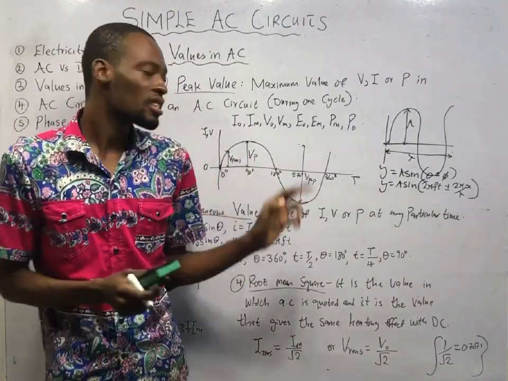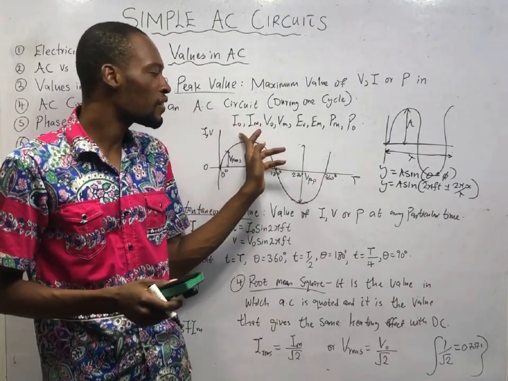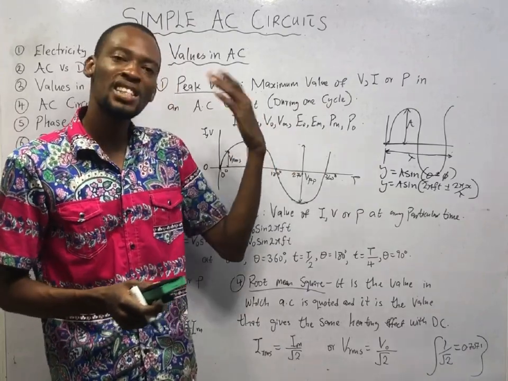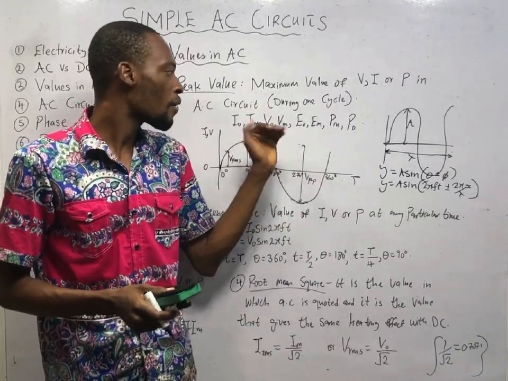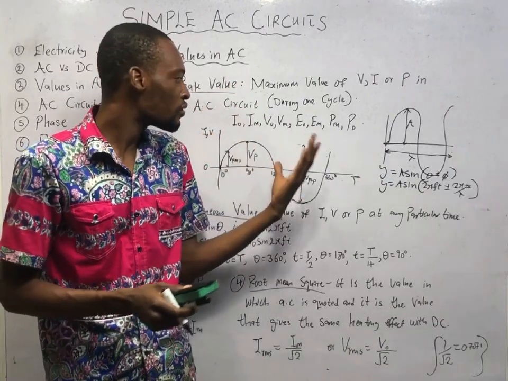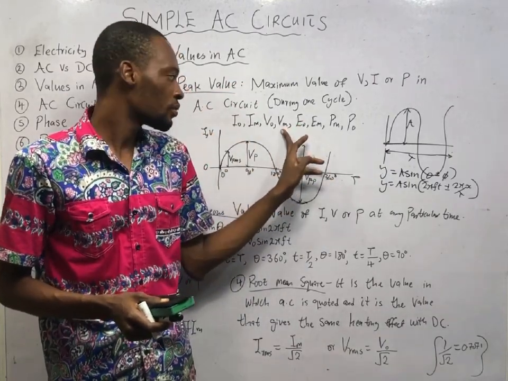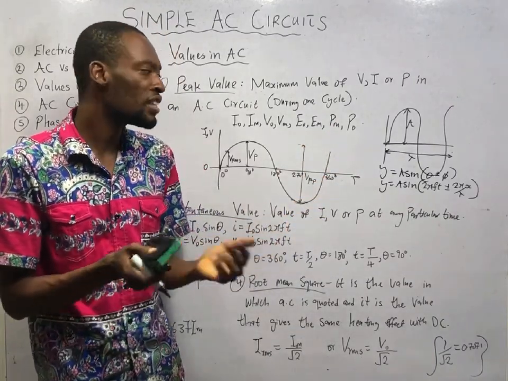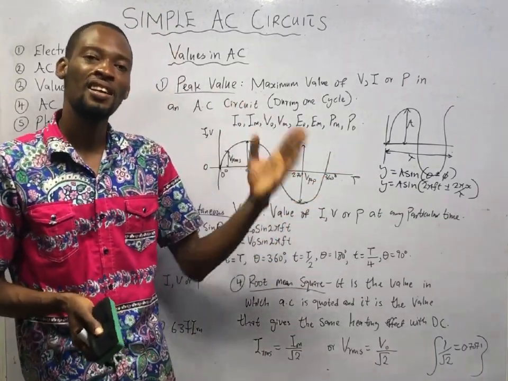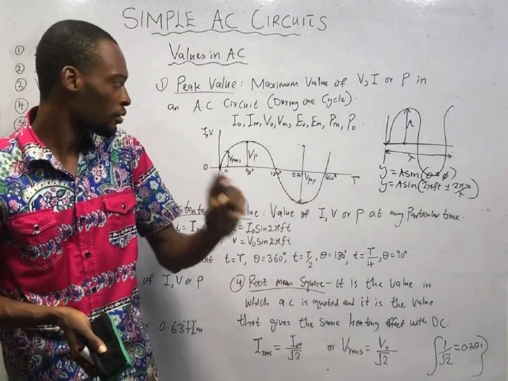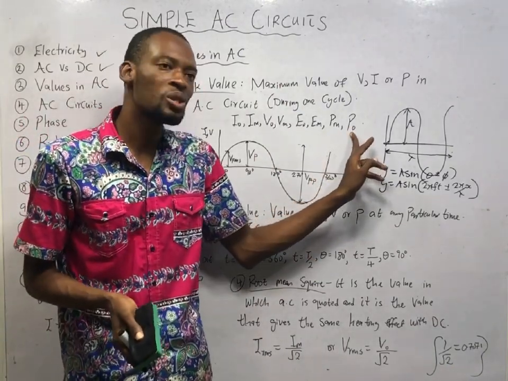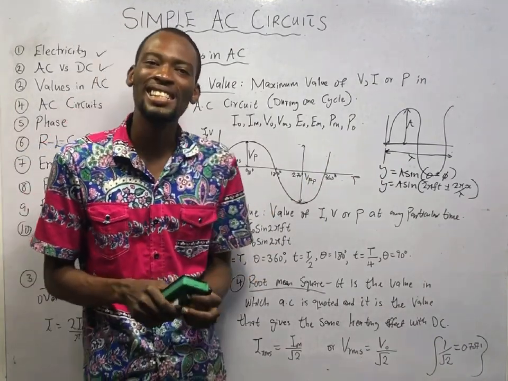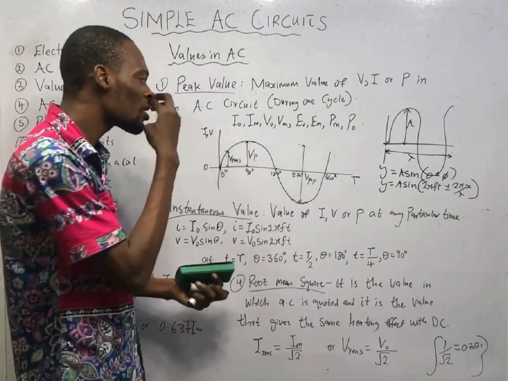So anytime in AC you see I0, that is the peak value of current. You see Im, peak value of current or maximum value of current. V0, peak value of voltage or maximum value of voltage. Vm, E0 or Em, maximum value of EMF, which is the voltage or potential difference measured in volts. Pm or P0, maximum value of power or peak value of power in AC circuits. So take note of all this.